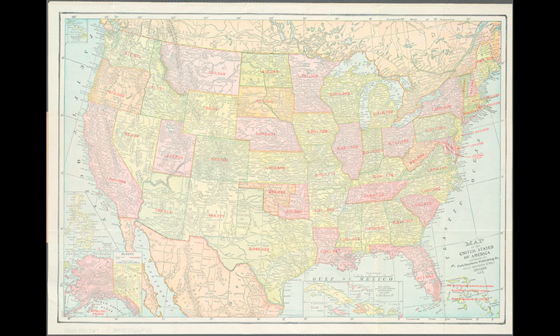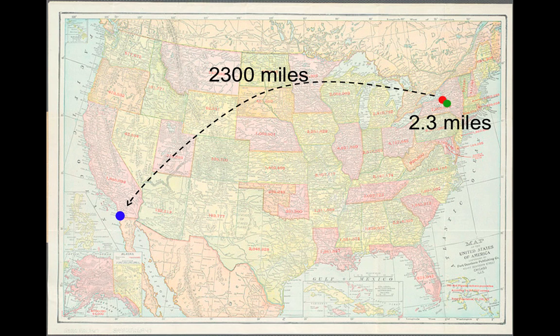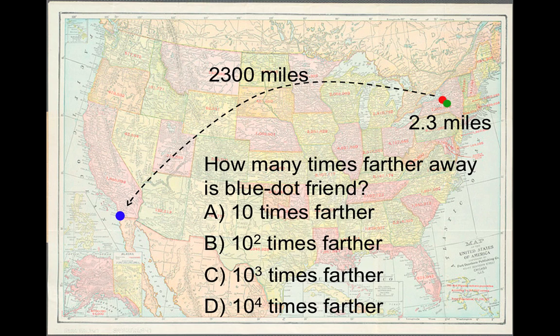First, we'll back off this problem a little bit so that we can just get a sense for how scientific notation works. Let's say you live here at this red dot. Your friend lives over there at the blue dot. That's about, on this map, 2,300 miles away. And let's say you have another friend who lives very close to you. She lives about 2 3/10 miles away, 2.3 miles away. How many times farther away does your blue dot friend live than your green dot friend?